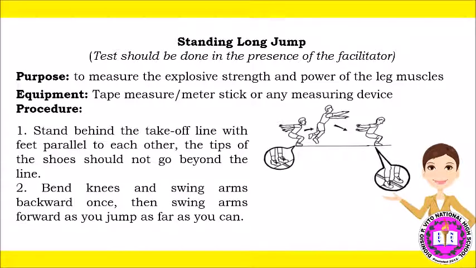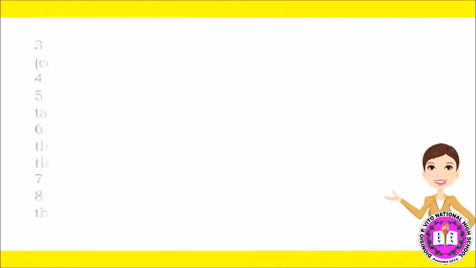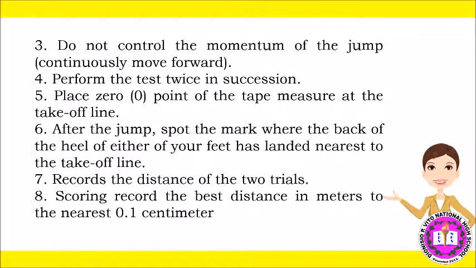Second, bend knees and swing arms backward, then swing arms forward as you jump as far as you can. Third, do not control the momentum of the jump or continuously move forward. Fourth, perform the test twice in succession. Fifth, place 0 point of the tape measure at the takeoff line. Sixth, after the jump, spot the mark where the back of the heel of either of your feet has landed nearest to the takeoff line.